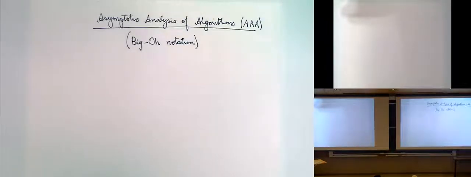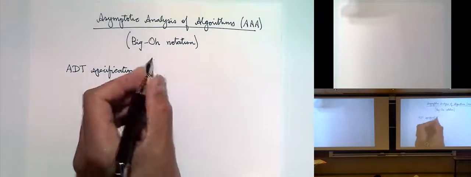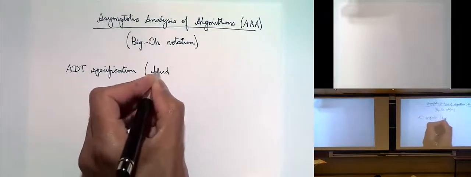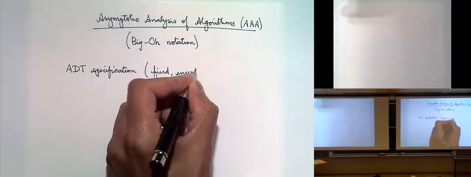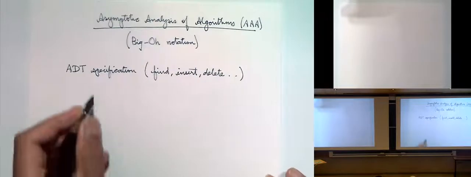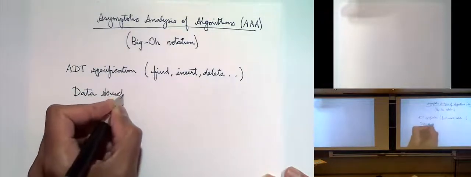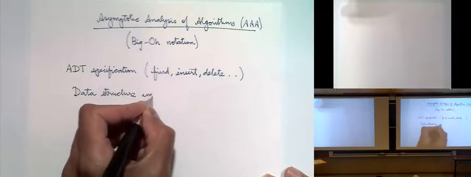So the way to think about this is especially in the context of data structures. So we had this ADT, this specification. For example, for a list, we wanted something like find, insert, delete, and so on and so forth. And we have a data structure, which is an implementation.